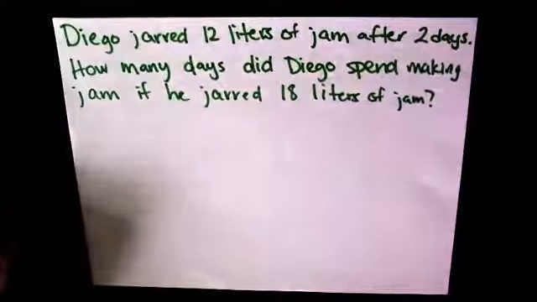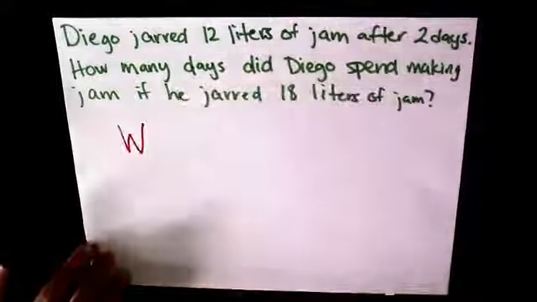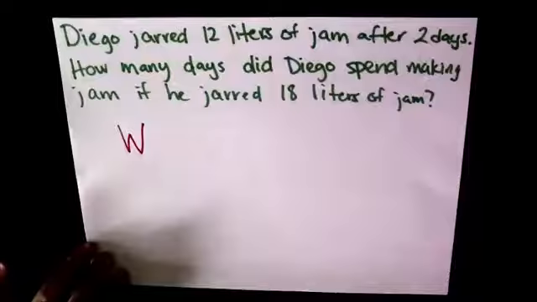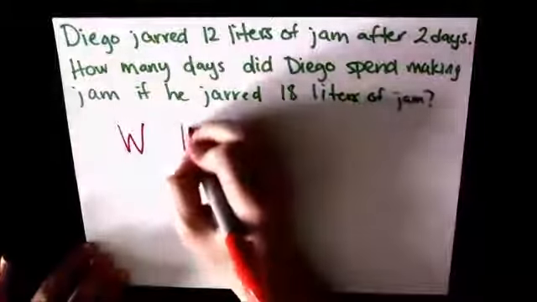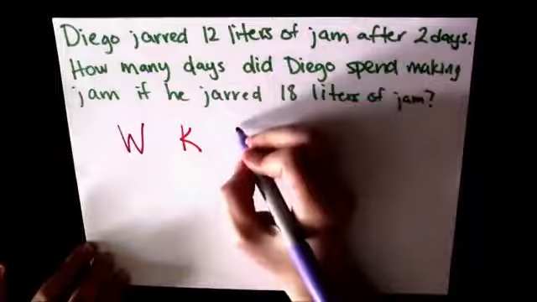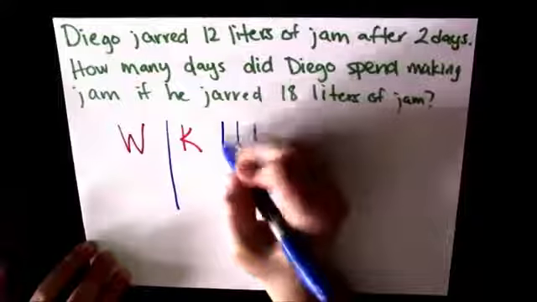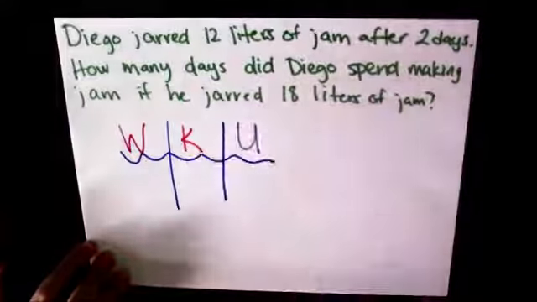The first thing we need to do is write our WKU chart. So we have W stands for the words, K stands for what do I know or given to me, and the U stands for unknown. So let's go through and fill out our WKU chart.